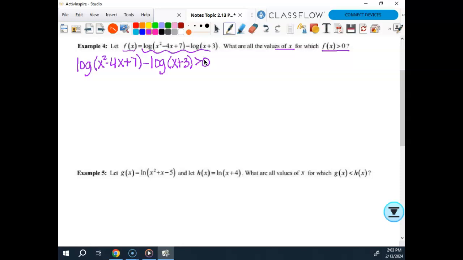So we need to go over here, figure this out. Say, all right, well that means that x squared minus 4x plus 7 has to be greater than 0. Then what would I do to figure out my x's? Okay, so we're going to factor.